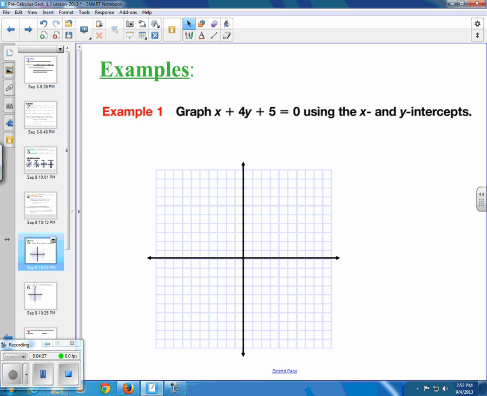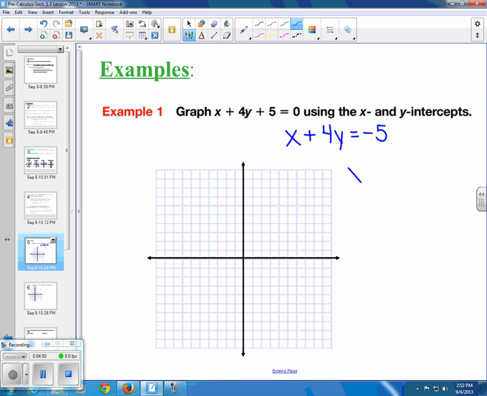Moving on to examples, we're asked to start by graphing x plus 4y plus 5 equals 0. We're going to find x and y intercepts in order to graph. To do that, I am going to do just one quick switch to the equation. I'm going to move the 5 over to the other side and put it in basically standard form.